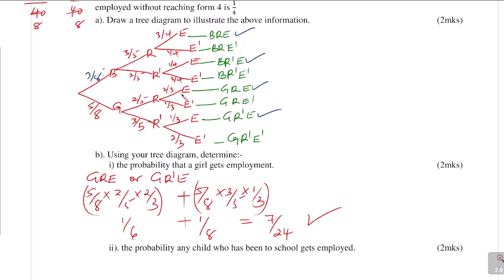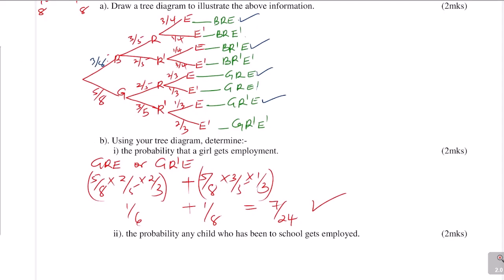So let me multiply them out. The first one is 3/8 multiplied by 3/5 multiplied by 3/4, or you add the other branch here, 3/8 times 2/5 times 1/4, like that.